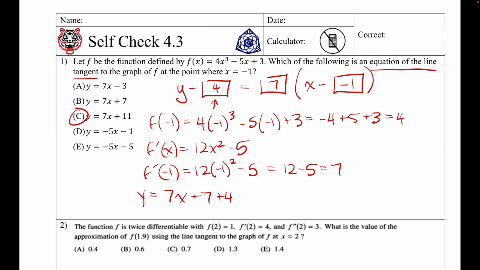All right. Questions about number 1? Moving on to number 2.